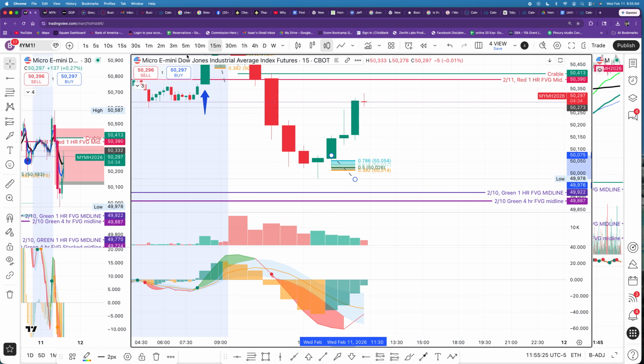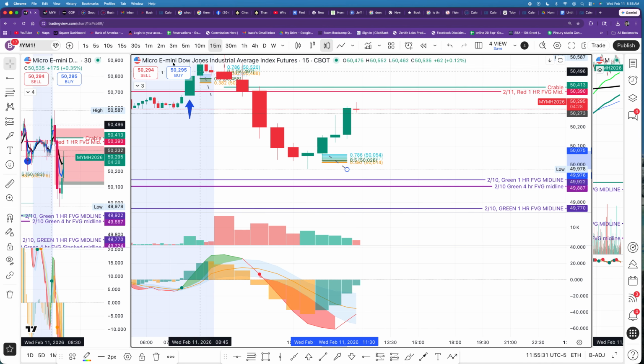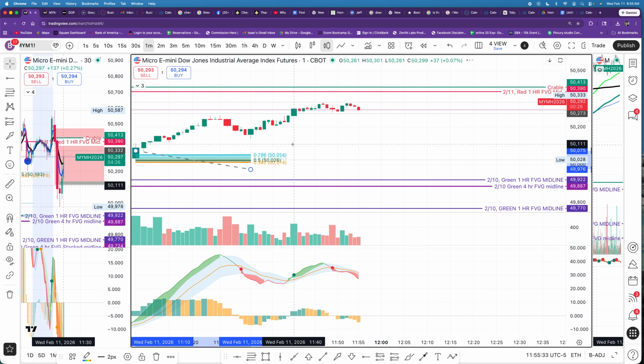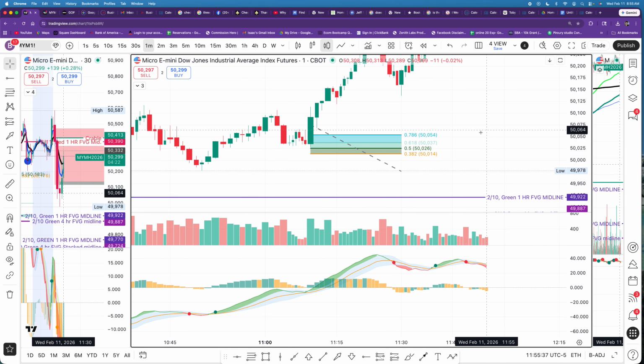Okay, we switch to the 1 minute. And we're expecting a lot of short covering off. There's a lot of selling here. So we're expecting a big pop off of this one. And we sure enough got it.